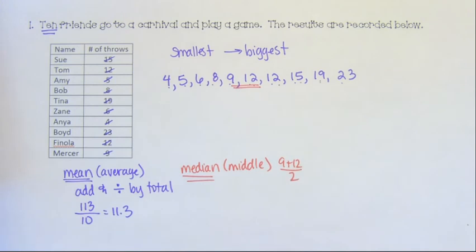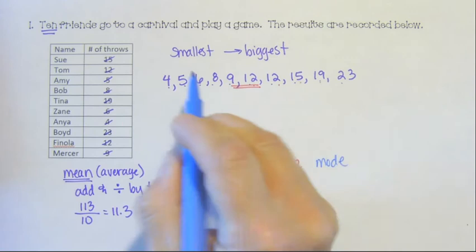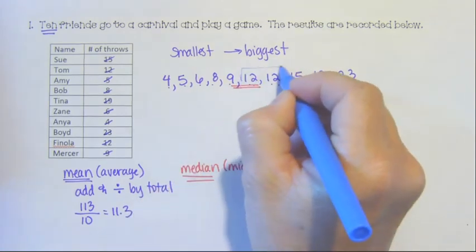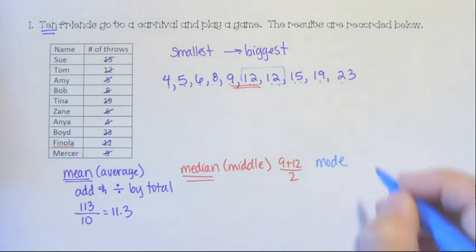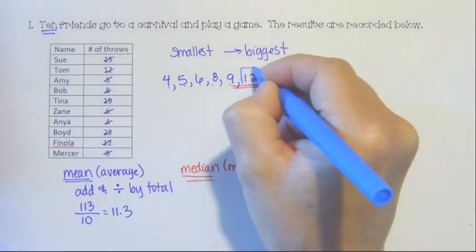The mode is the number that you see the most often. So the mode in this case is, let's see, there's 2 12s. I think that's the only one that repeats like that. So the mode is the one that you see the most often. So that would be 12 in this case.